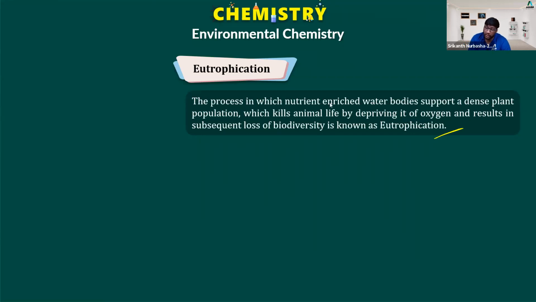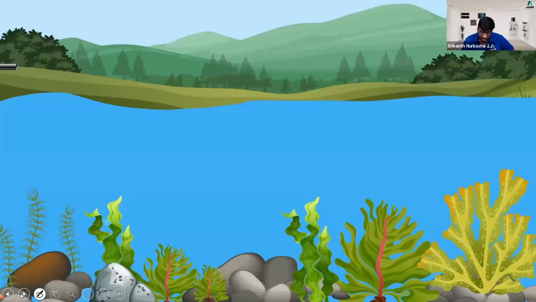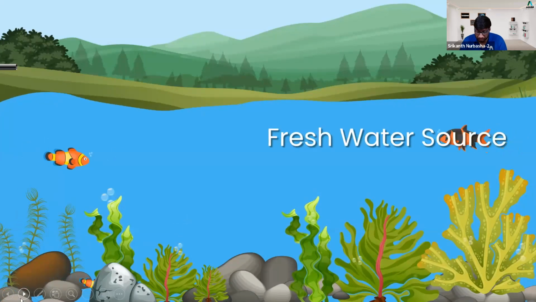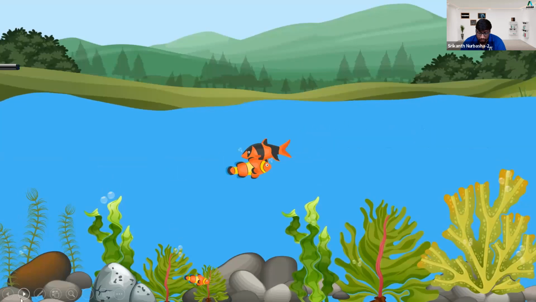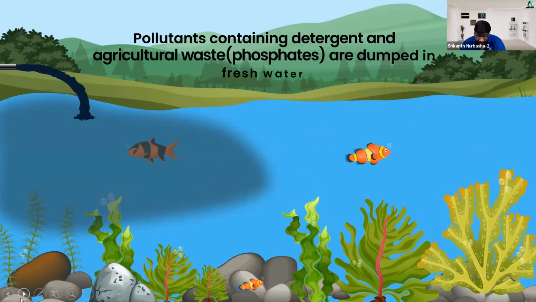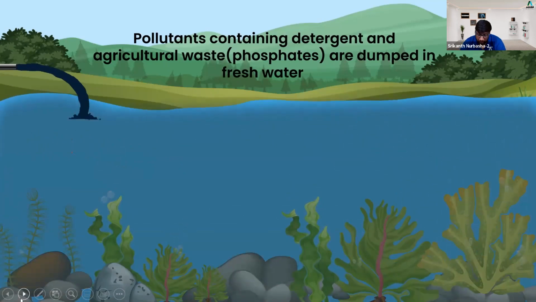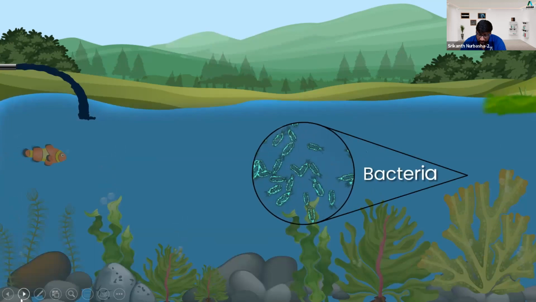The process in which nutrient-enriched water bodies support a dense plant population which kills animal life by depriving it of oxygen and results in subsequent loss of biodiversity is said to be eutrophication. And this is how you can see eutrophication. This was a water body, like a fresh water source. Pollutants containing detergents and agricultural waste, like phosphates, are dumped in the fresh water. So because of them, nutrients are there.